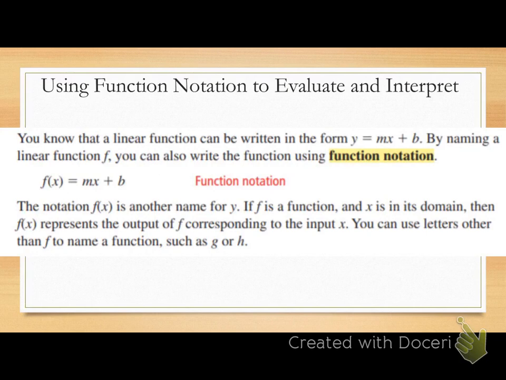You can use letters other than f to name a function, such as g or h. We can use h of x, g of x, h of t, f of t, so on and so forth. But I do want to reiterate, this is not f times x. This is what we read as f of x. It's function notation. So f of x equals mx plus b would be function notation for a linear function.